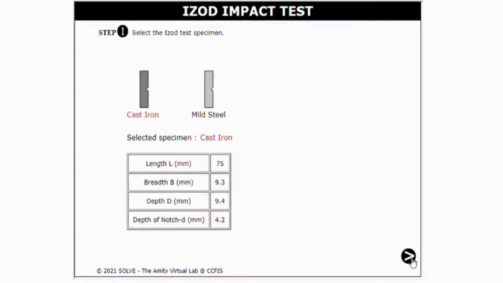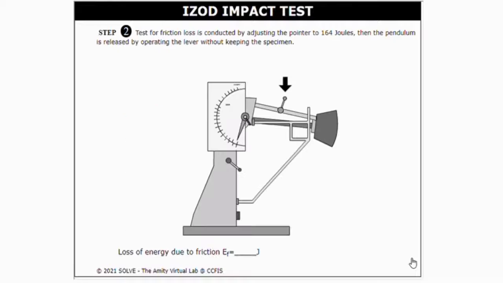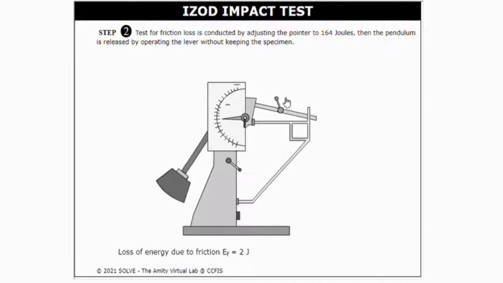Step 2. Test for friction loss is conducted by adjusting the pointer to 164 joules. Then the pendulum is released by operating the lever without keeping the specimen. The loss of energy due to the friction is 2 joule.